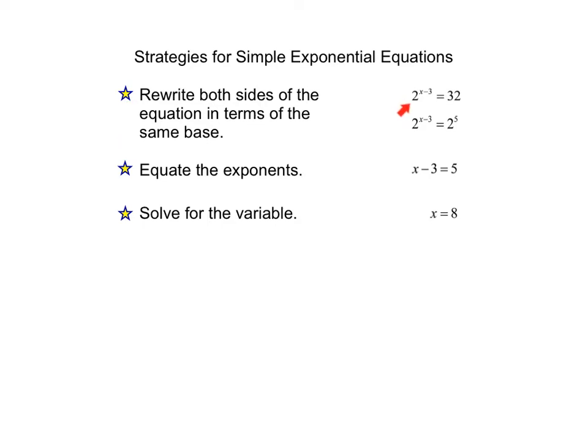So my example over here says 2 to the x minus 3 equals 32. Luckily for us, we can write 32 as 2 to the 5th. The next thing I do is I equate the exponents. So I have the same bases on either side. So then I set my exponents equal, and I solve for the variable.